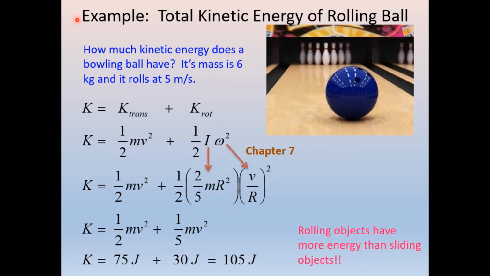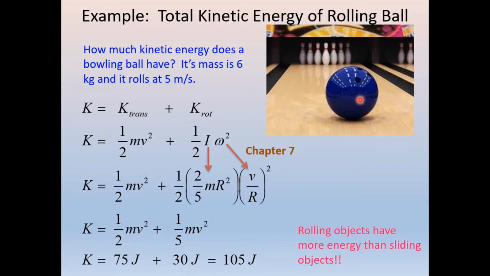So let's look at an example where we use both translational and rotational kinetic energy. Just think of this simple example of a bowling ball that's rolling down the lane. How much kinetic energy does a bowling ball have? Its mass is 6 kilograms and it rolls at 5 meters per second.